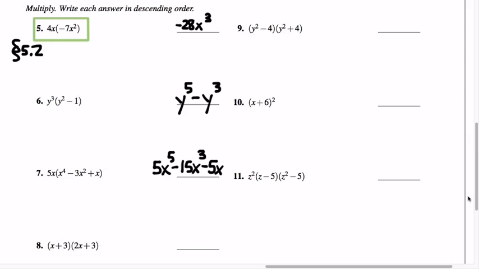Okay, so first thing you're doing is you're multiplying the coefficients. So you're rearranging the 4 and the negative 7 to get them together. That becomes negative 28. So that explains the coefficient in the answer. What explains the x to the power 3?